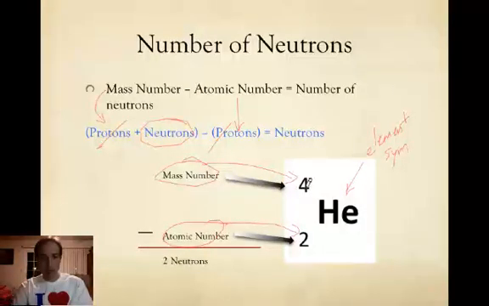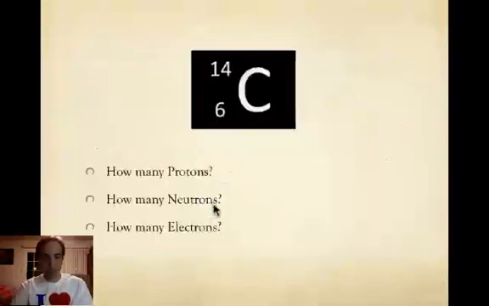Well, it turns out, since the mass number is on top and the atomic number is on the bottom, you can actually handle this like a math equation. You take the top number, you subtract the bottom number, and that will give you the number of neutrons, which in this case is equal to 2. Okay, let's do a little practice and then we're done.